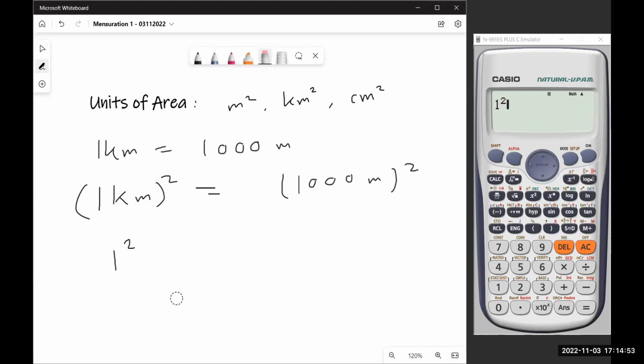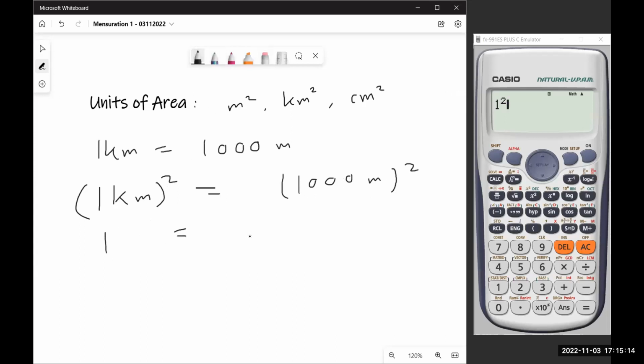I don't like the silence. It's an easy answer: 1, always. What is the meaning of square? Square is multiplying by itself. So 1 into 1 is 1, right? Multiply by itself. How many times? 2 times, because that's the power. If I had cube, I'd multiply 3 times. But I had square. Now 1 into 1 is 1.